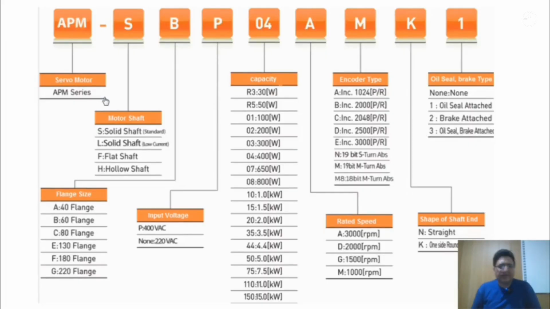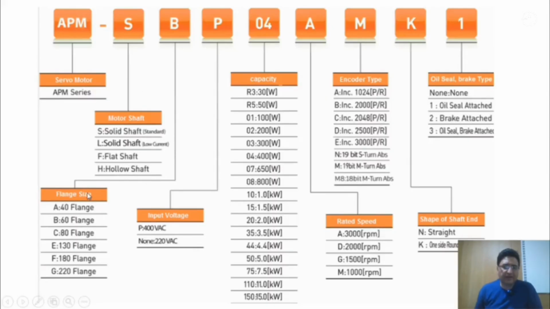Alright, here we're going to get familiar with how to read the codes on servo motors. All LS brand servo motors start with APM at the beginning. The next letter indicates the type of motor shaft. If the letter S or L is used, it means our shaft is of the solid type. If the letter F is used, the shaft is flat, and if the letter H is used, it's called a hollow shaft model.